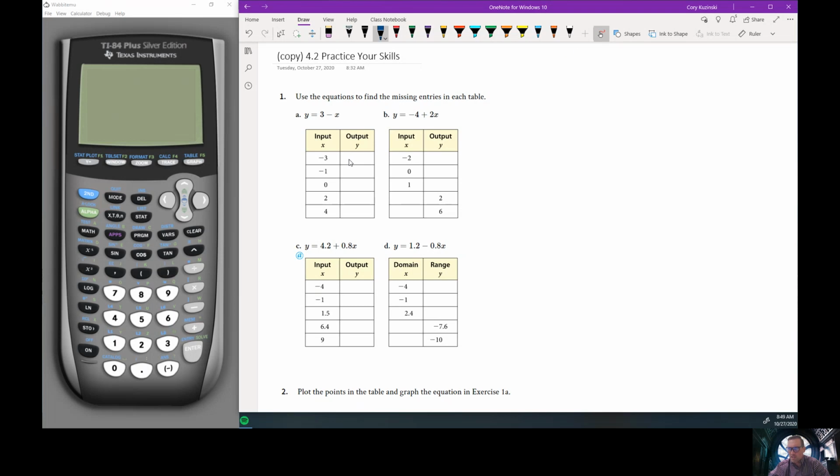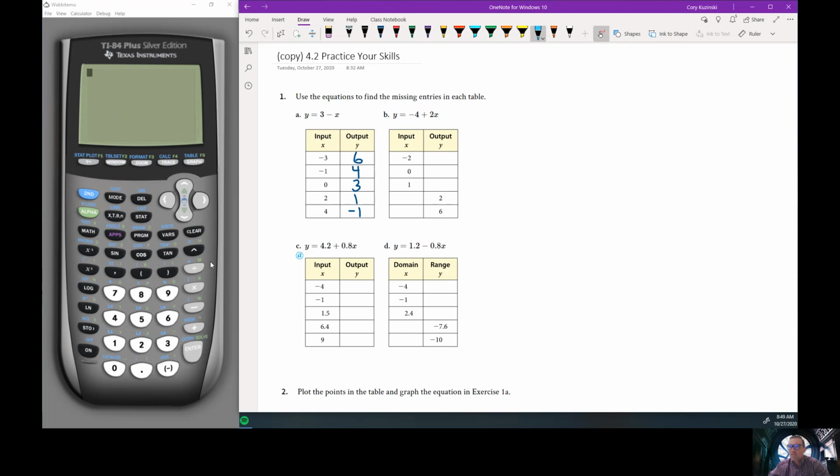Now, obviously, I would just use mental math here on this first one. 3 minus x, so 3 minus negative 3. That's like 3 plus 3. 3 minus negative 1, or 3 plus 1. 3 minus 0 is 3. 3 minus 2 is 1, and 3 minus 4 is negative 1. So because we have that negative slope right there, we should see the outputs going down as the inputs go up. Next up, negative 4 plus 2x.